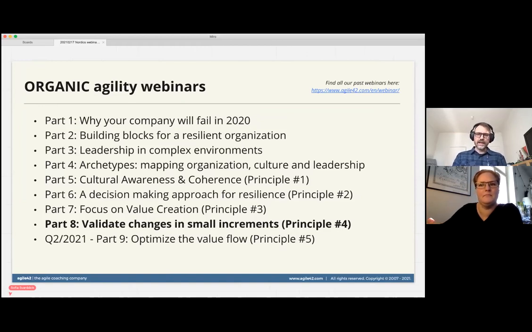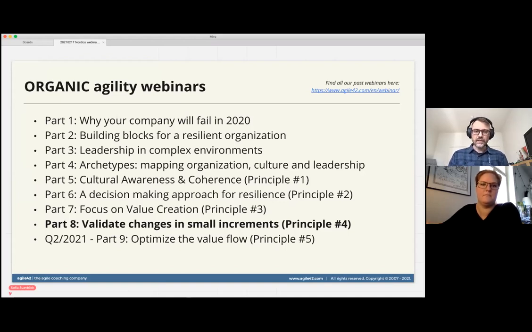So we are up at principle number 4, which is about validating changes in small increments. We'll talk a little bit about the general organic agility concept or framework. And we'll specifically talk about principle number 4, which, if I was to summarize it in a nutshell, is about how you are applying agile principles to your own products. Imagine that your product is your organization, and then you are applying agile principles to developing it and bringing it forward, making it more flexible, more resilient, more agile generally. Makes a lot of sense, I hope.